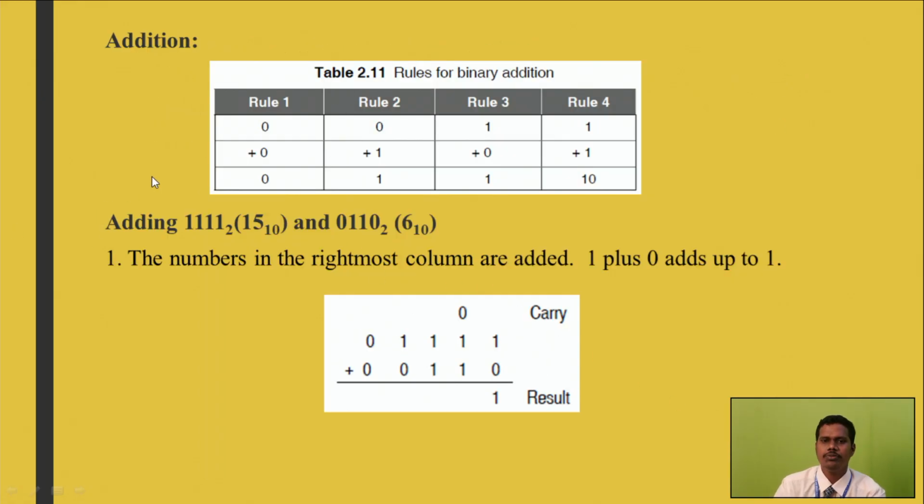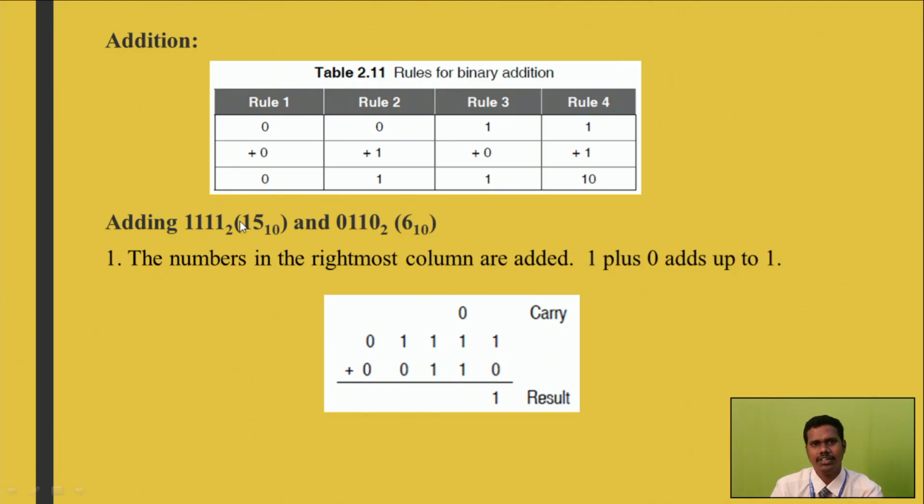Next we are going to see the addition and subtraction process performed in the binary number system. Here are the rules for binary addition. We have 4 different rules. First, 0 plus 0 gives 0. Second, 0 plus 1 gives 1. Third, 1 plus 0 gives 1. Fourth, 1 plus 1 gives 1 followed by 0: the 0 is taken as the result and the 1 is taken as a carry.